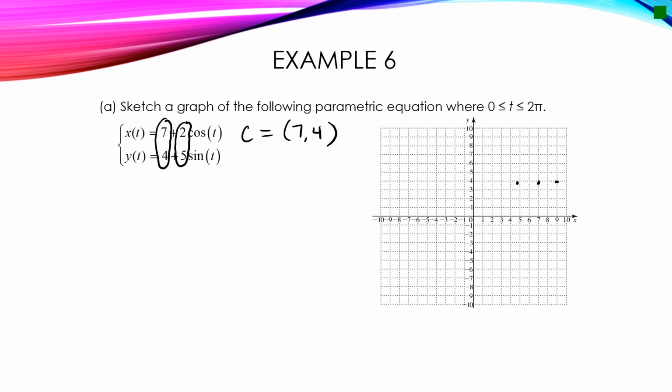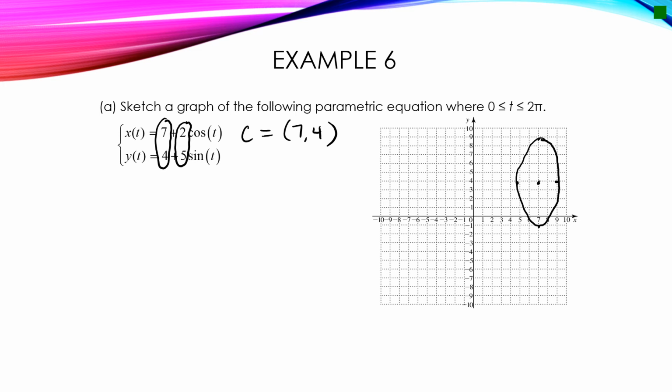And then I'm going to go up 5, 1, 2, 3, 4, 5 to get my vertical, and down 1, 2, 3, 4, 5 to get my other vertical. And I can see that oval or elliptical shape forming. It's going to look something like that.